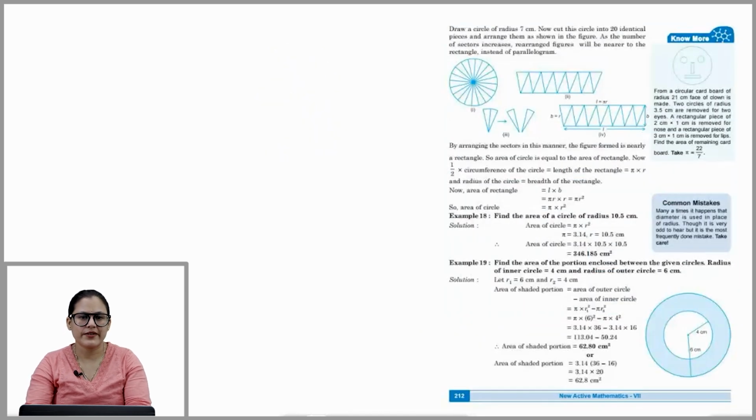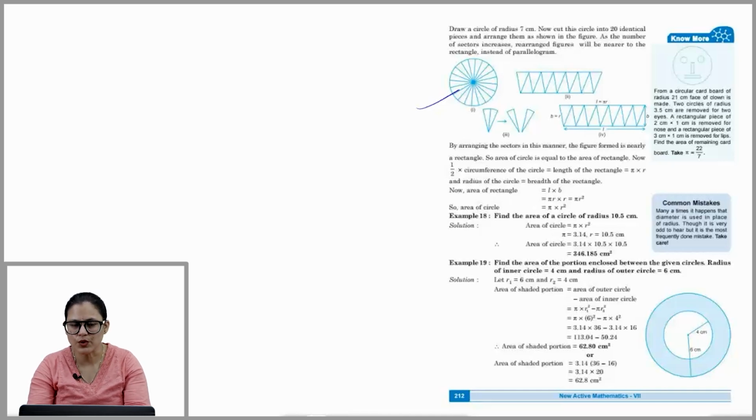Draw a circle of radius 7 cm. Now cut the circle into 20 identical pieces and arrange them as shown in the figure. As the number of sectors increases, the rearranged figure will be nearer to a rectangle instead of a parallelogram. See in this picture, by arranging the sectors in this manner, the figure formed is nearly a rectangle, as you can see. So the area of the circle is equal to the area of a rectangle.